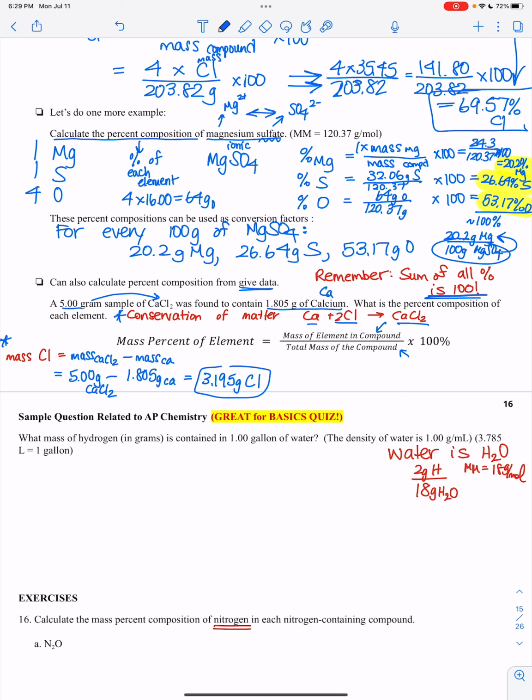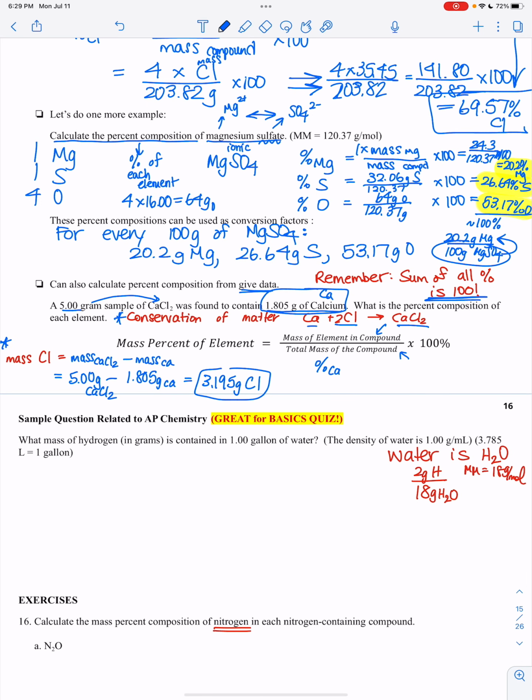Now I have my mass of chlorine, I have my mass of calcium. I could do my math here. Percentage of calcium is going to be 1.805 grams of calcium divided by the 5 grams of calcium chloride sample times 100, and I get 36.1% calcium. Now I could do all of the math and get the percentage of chlorine, or remember that the sum of all the percentages adds up to 100%. There's only calcium and chlorine in this compound. So if calcium is 36.1%, that means I must have 63.9% chlorine.